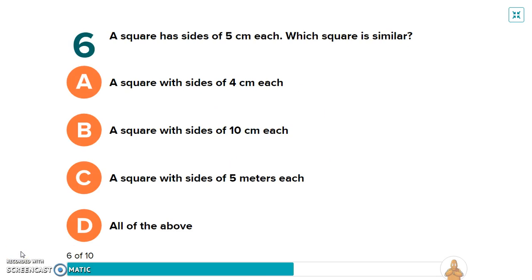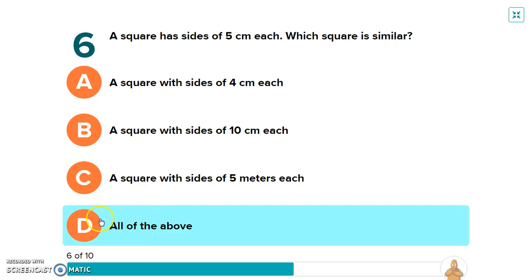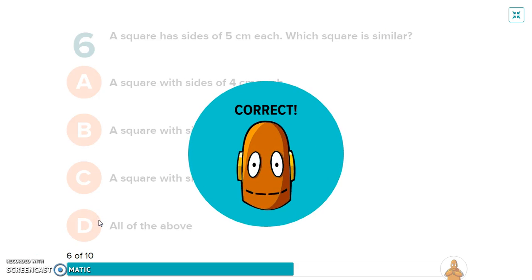Six, a square has sides of 5 centimeters each. Which square is similar? Well, we know squares all have the same angles, and we know that all of their sides have to be equal. So it's going to be D, all of the above.